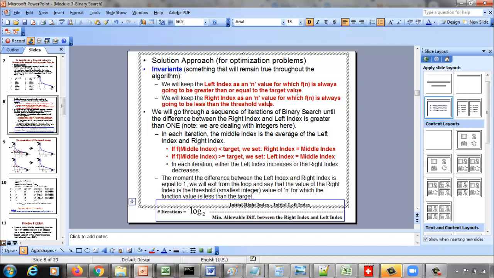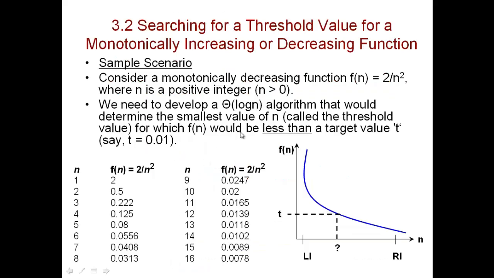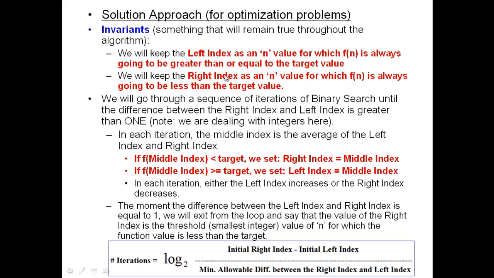Since I'm using threshold and target mixed up, let me make things clear. So the right index is an n value for which f of n is always less than the target. The final answer could be the right index itself, okay, because it satisfies what we want. We want to find an n value for which f of n is less than the target. So for problems like this, you carefully define the left index and right index in such a way that at the end, one of the two will be your ultimate solution.